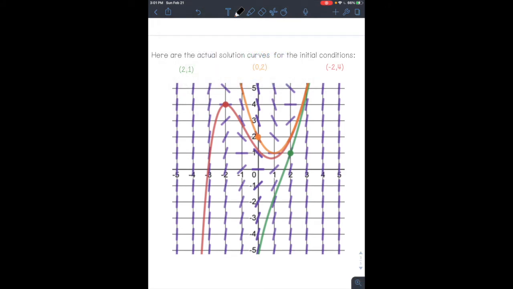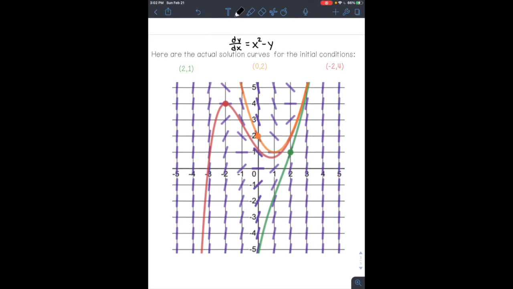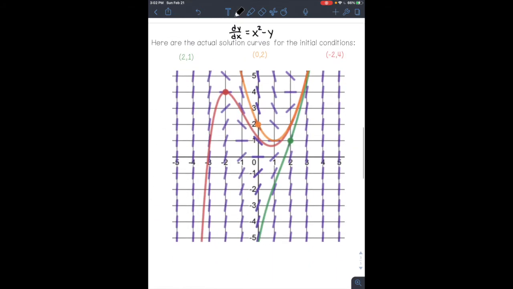So I actually went ahead and found the solution to that differential equation. Remember, that was dy/dx equals x squared minus y. And I graphed 3 different solution curves. The green curve is the 2, 1 curve that we started with. I drew it in blue on the previous graph. I graphed it in orange on the previous graph for 0, 2. But if we take this new one at negative 2, 4, sorry, dyslexic moment, this point up here, now it looks cubic.